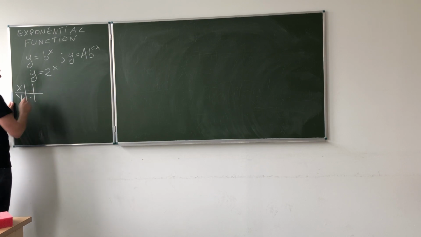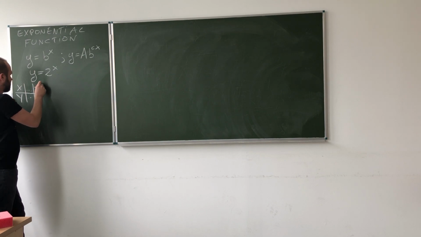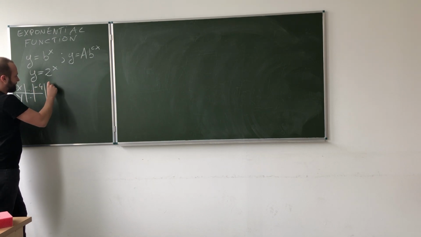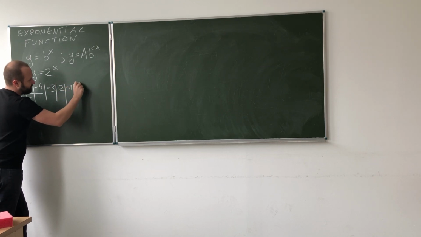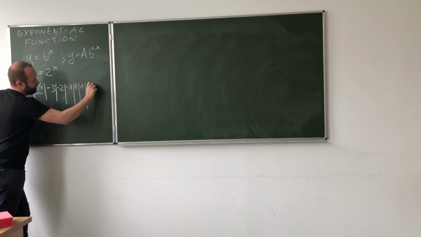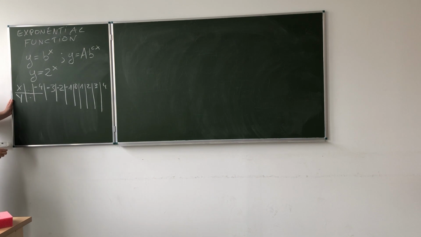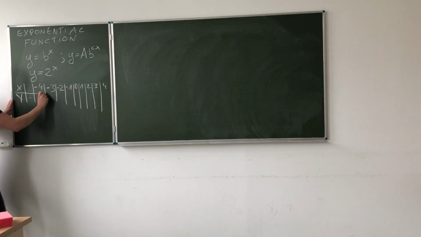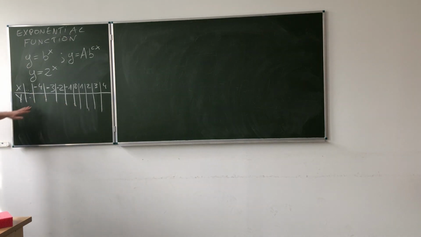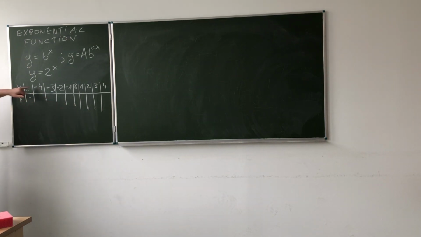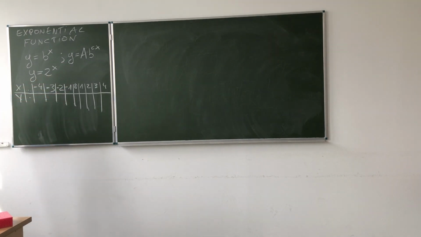And now, look, we will be interested in a couple of values of this function, especially when x is -4, -3, -2, -1, 0, 1, 2, 3, and 4. Okay, so now we can calculate what is happening to y as x changes. Okay, let's start actually with the middle.